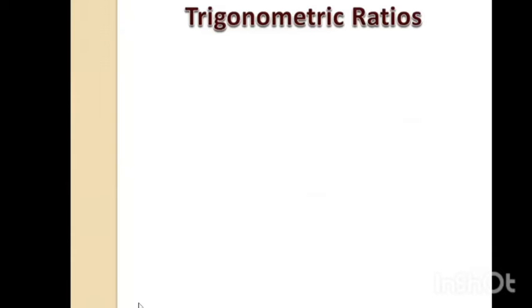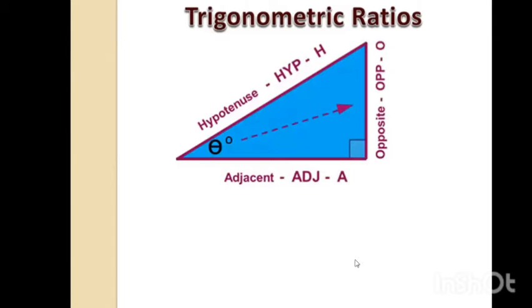We are going to learn trigonometry ratio formulas. Trigonometry ratios can be found by the ratios of any two sides of the given triangle.